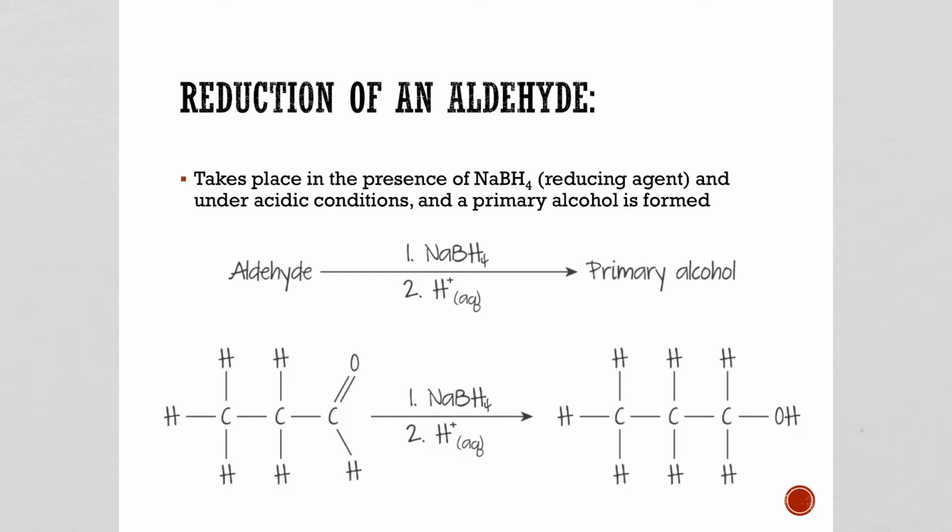So we can reduce an aldehyde. It takes place in the presence of sodium borohydride, which is the reducing agent, and it happens under acidic conditions, and you end up forming a primary alcohol. So remember, primary alcohols underwent oxidation to become aldehydes in the first place. So that was the partial oxidation. And then you can see this is propanal, and we ended up with propanol.